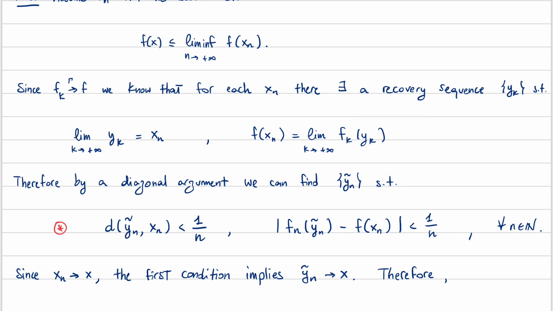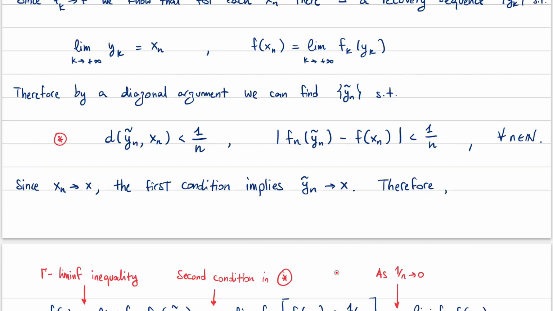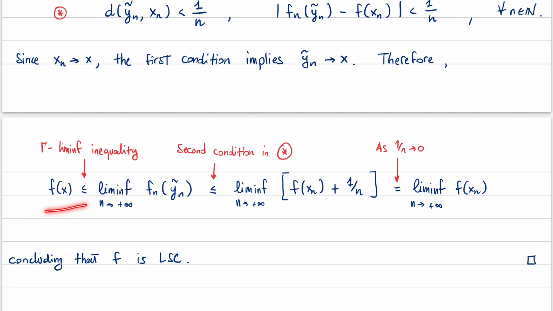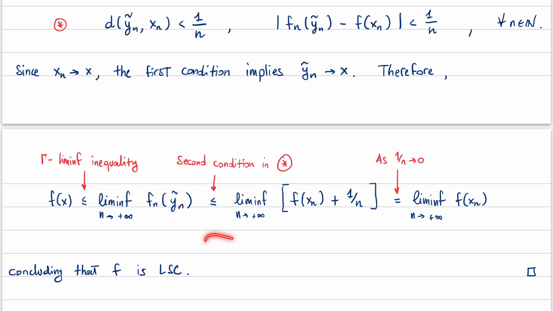Now, recall that we were assuming xn converging to x. Therefore, by the first condition, since 1 over n is going to 0, by triangle inequality, you infer that y tilde n goes to x. And therefore, we obtain that F of x is less or equal than the lim-inf of Fn of y tilde n, and this is by the gamma lim-inf inequality, because y tilde n is converging to x, and therefore, by the gamma lim-inf inequality, this has to hold.